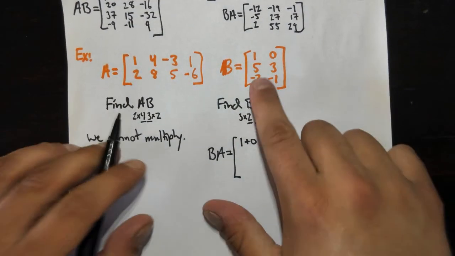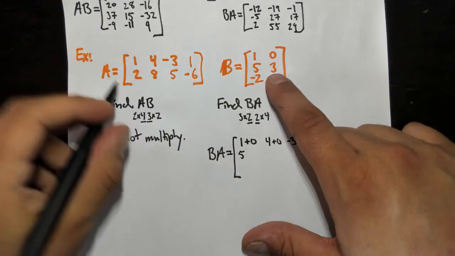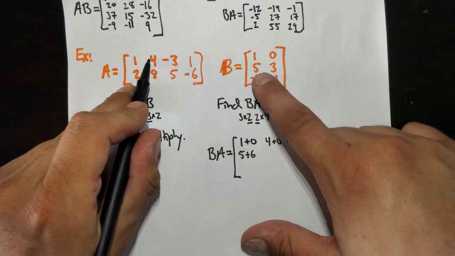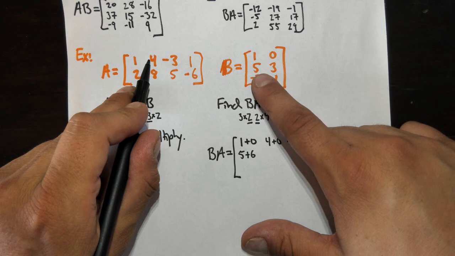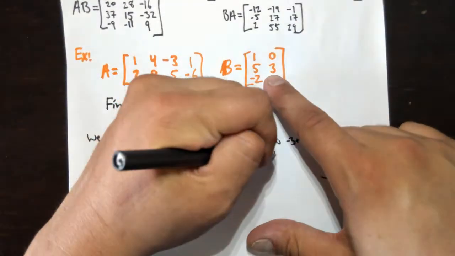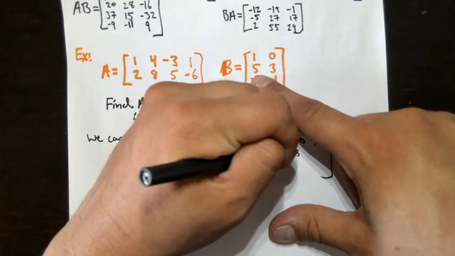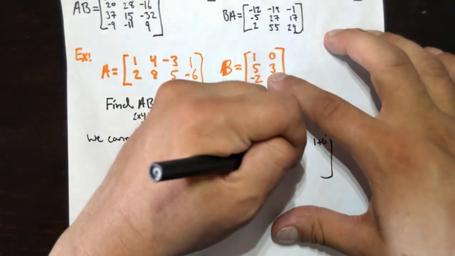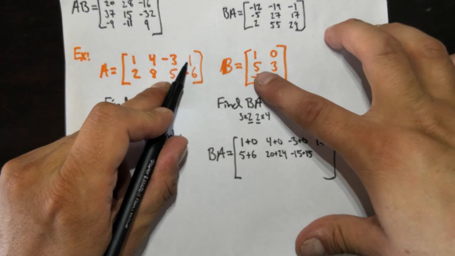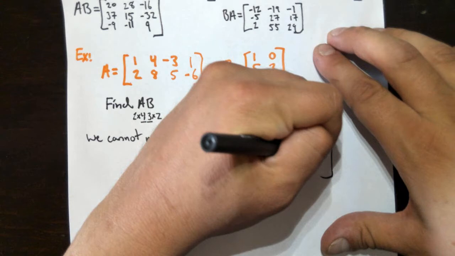All right, now the second row, first column. So 5 times 1 is 5. 3 times 2 is 6. Now the second column, second row. 5 times 4 is 20. 3 times 8 is 24. Negative 3 times 5 is negative 15. 5 times 3 is positive 15. And then 1 times 5 is 5. Negative 6 times 3 is negative 18.